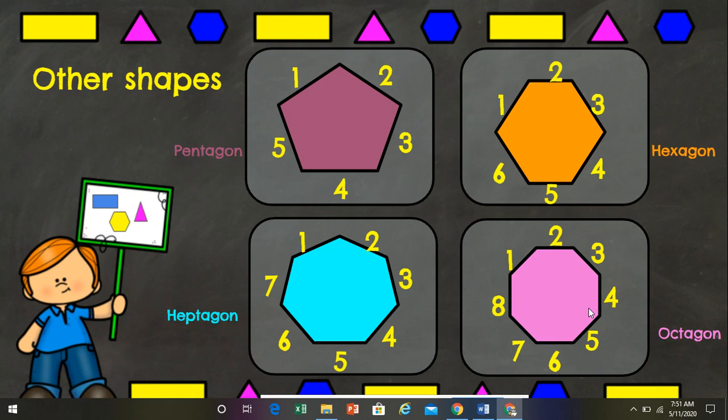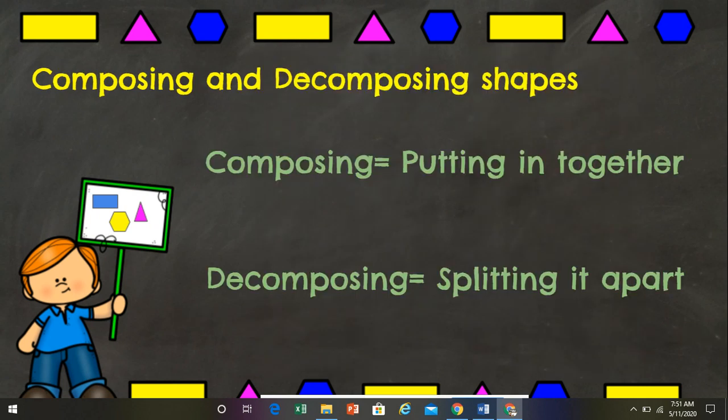Now, what we're going to focus on today is composing and decomposing shapes. Hoy nos vamos a concentrar en componer y descomponer figuras. So composing, componer means putting it together. Significa unirlos todos. Unir todas las figuras. And decomposing significa descomponer. Splitting it apart. You're going to separate them.